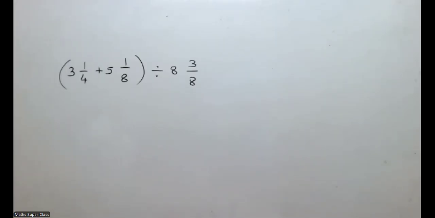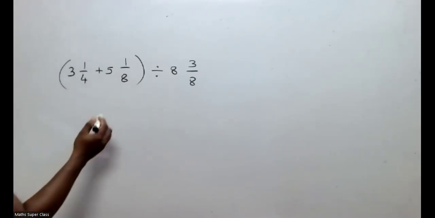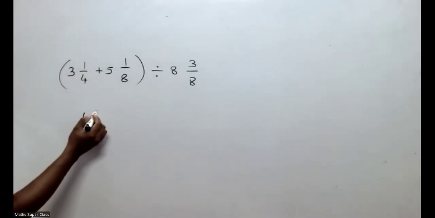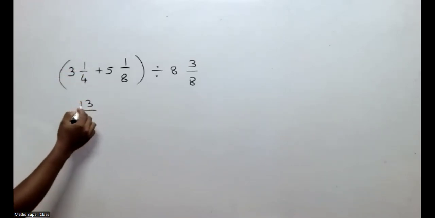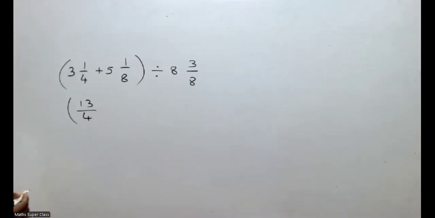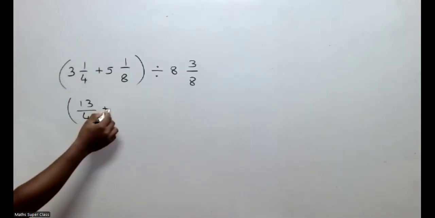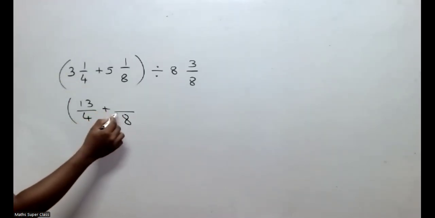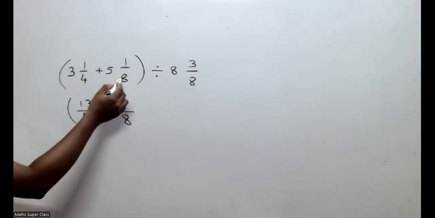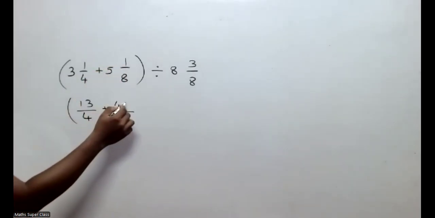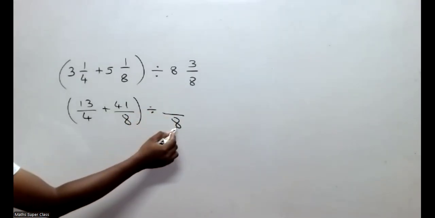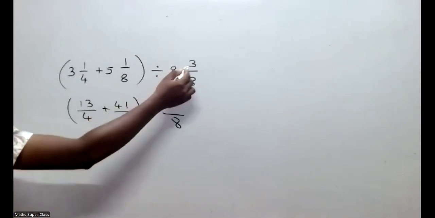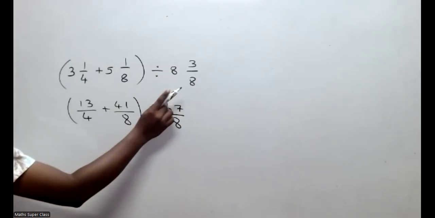Those who got the correct answer can leave today, okay? Now, here, 4 into 3, 12, plus 1 is 13. Because these are mixed numbers, we are going to convert them into improper fractions. 8 is the denominator. 8 into 5, 40, plus 1, 41. This 8 into 8, 64, plus 3, 67.